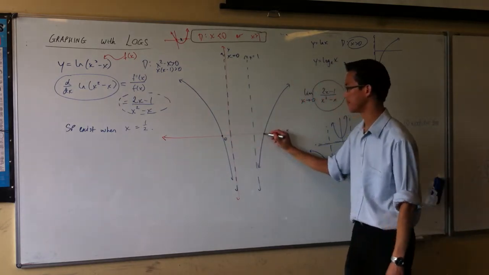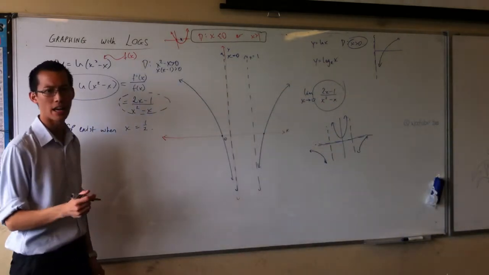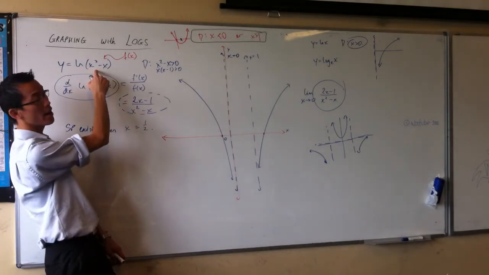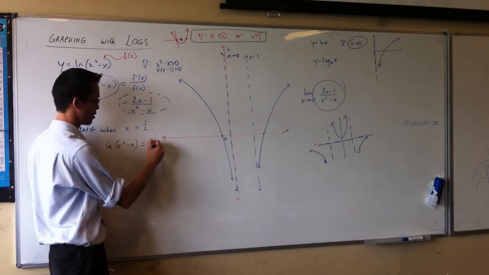So actually I'm finished, with one exception. I should probably find what these guys are. Can we do that together? How would you work them out? How do you usually find x-intercepts? Y equals 0. So I'll say log of x squared minus x is equal to 0.